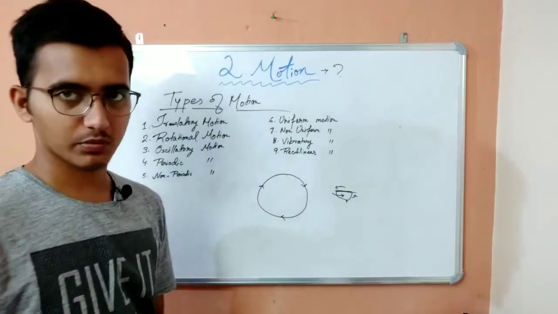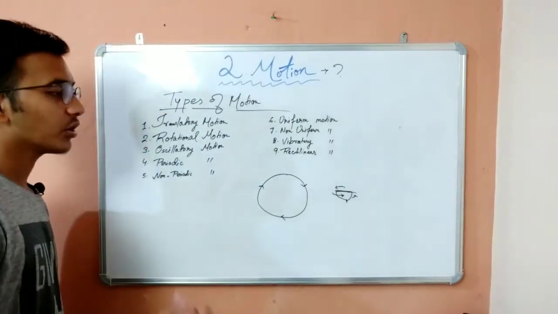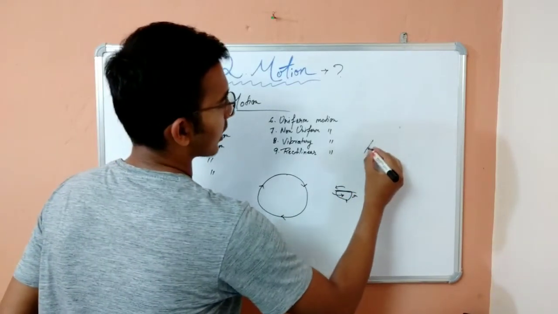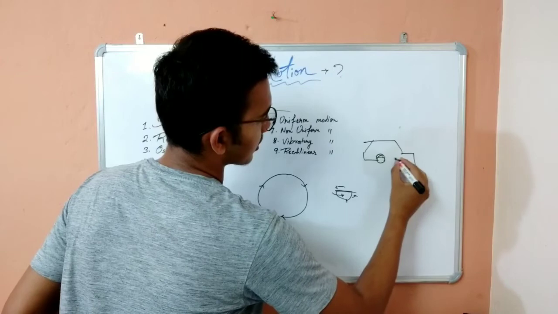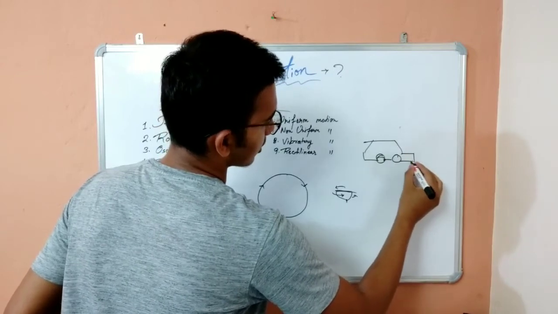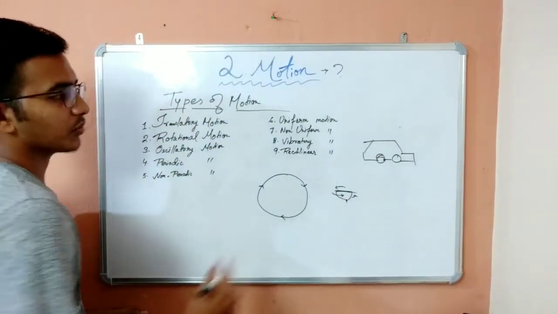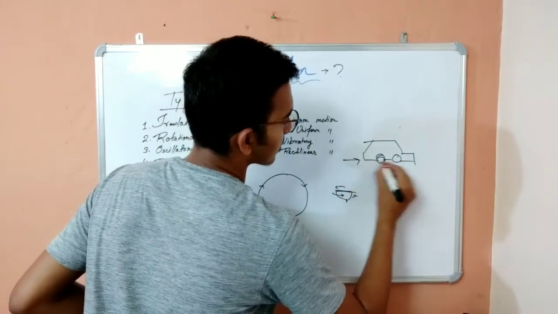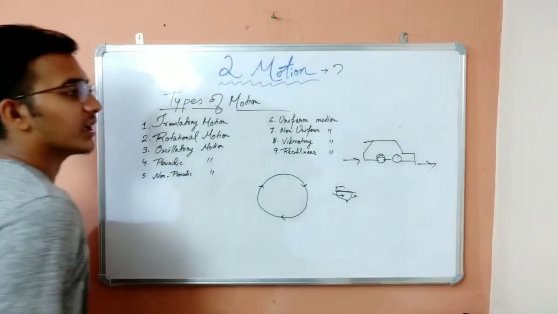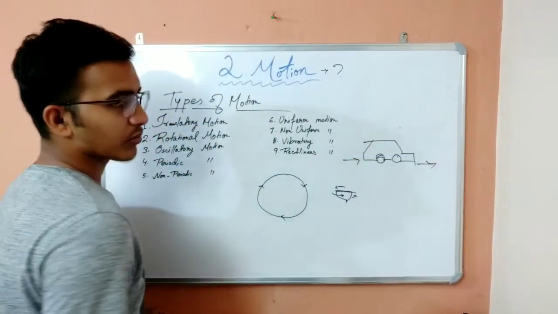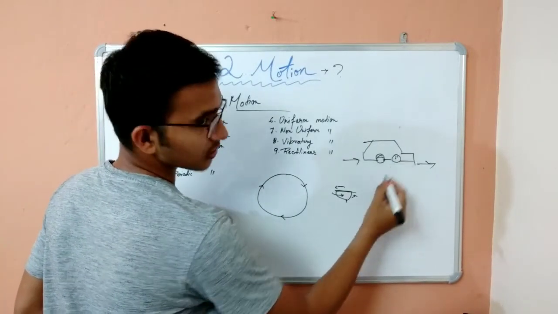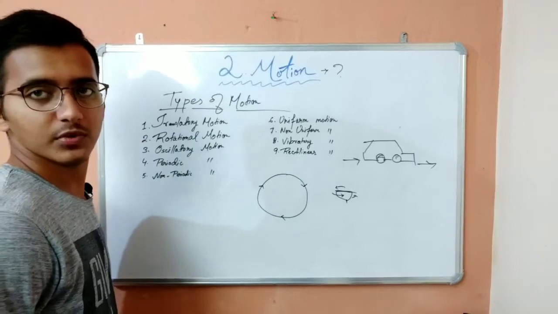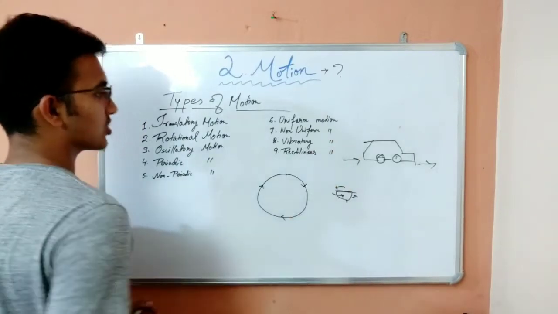That is rotational motion. Now, you can also take the example of a car again, but this time the wheels of the car. When a car is moving in a straight path, we say the car is in translational motion, but the wheels are in rotational motion. So this is what I was talking about, rotational motion.